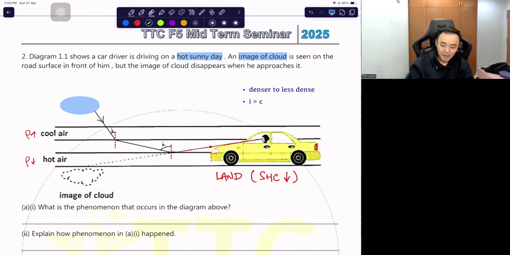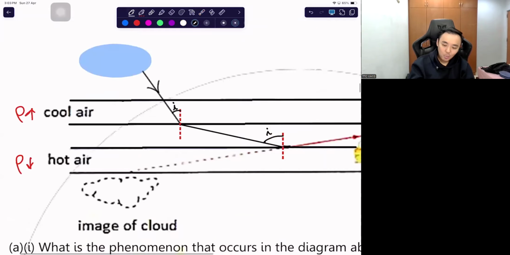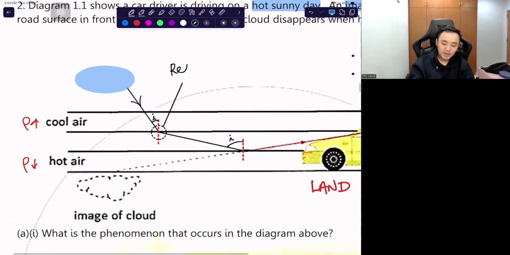At first, what is happening here? Okay, now you tell me, what is happening here? What do you call these conditions at this point? Are we having total internal reflection yet? Nope. This one is only bending away, meaning only refraction. Okay?